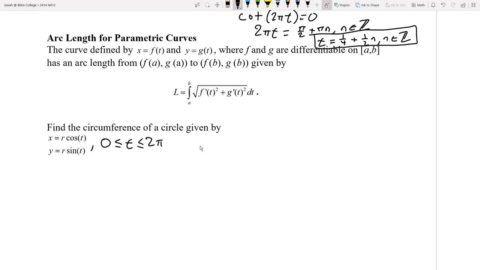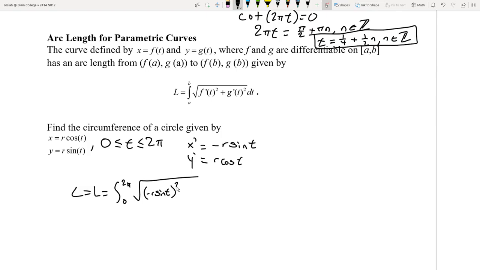Right? So then we'll go ahead and find our derivatives. Find our f prime and our g prime. Our f prime here is x prime. It's negative r sine of t. Right, we take the derivative of cosine, we get negative sine. Derivative of y, we get r cosine of t. And so we go ahead and plug this into an arc length, and that should give us our circumference. So 0 to 2 pi, root. We have to square both these guys and add them together. So negative r sine of t squared plus r cosine of t squared dt.